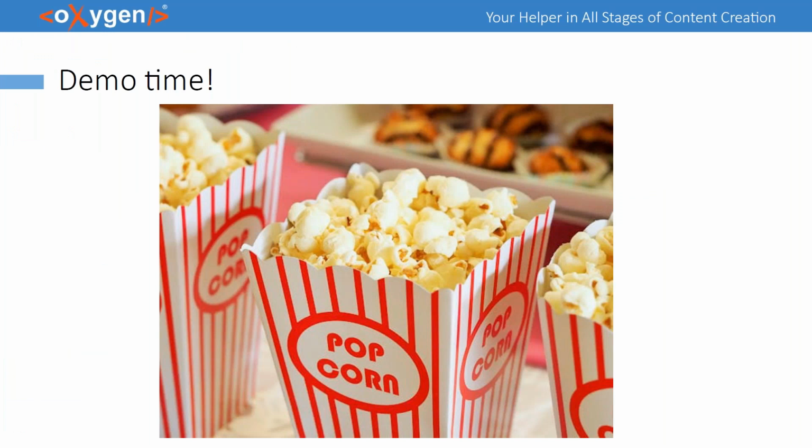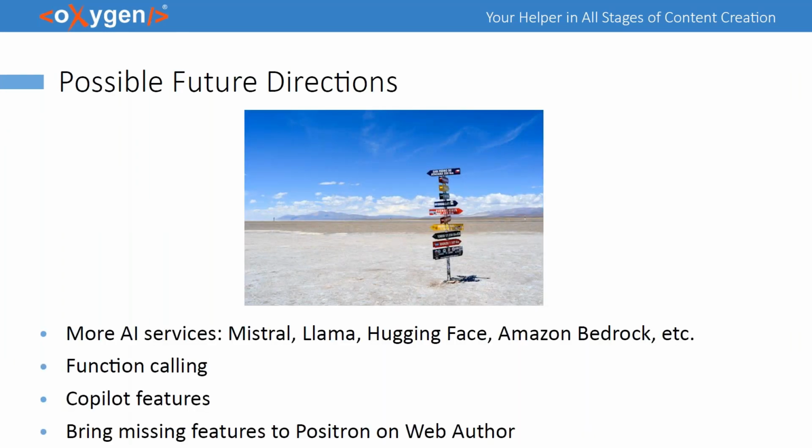So let's go back to the slides and see a few possible future directions. We are considering adding more AI services, creating more connectors, for example, for Mistral or Llama, Hugging Face, Amazon Bedrock, or whatever is out there. And if you have suggestions, if you use something that you find helpful, we have our ears always open to your suggestions because we want to help you and meet your needs.